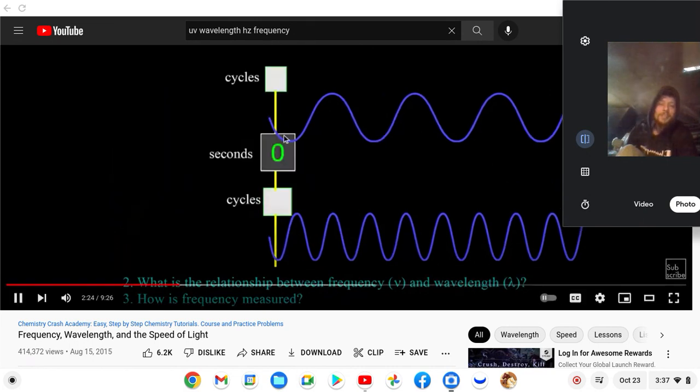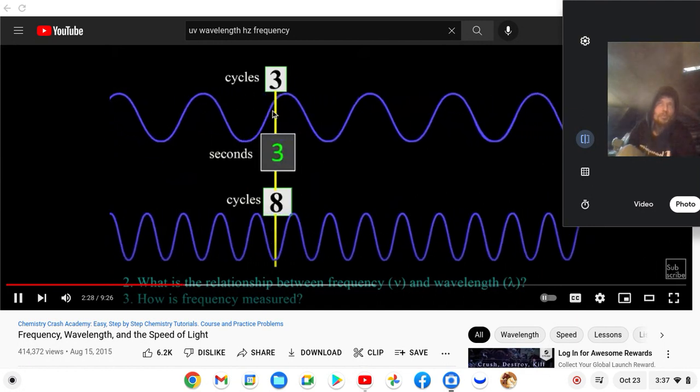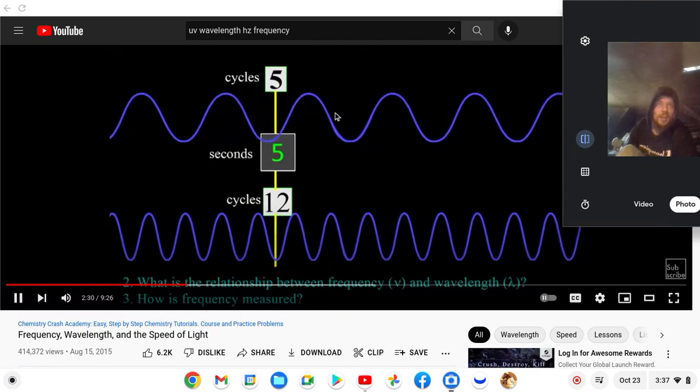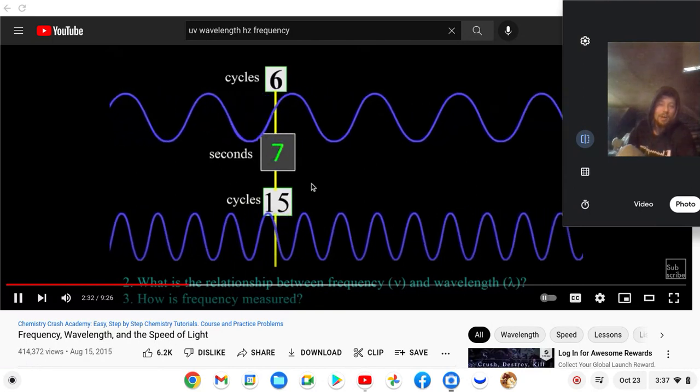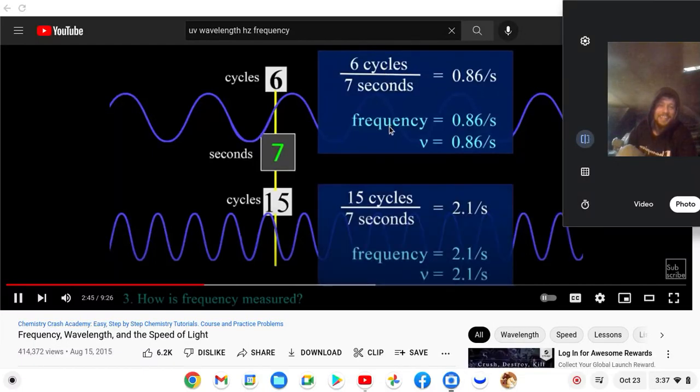So here, make sure we put a counter on both the wave cycles and on time. For the top wave, 6 cycles pass through over 7 seconds. Dividing 6 cycles by 7 seconds gives a frequency, or nu, of 0.86 cycles per second. The shorter wavelength at the bottom gives a frequency of 2.1 cycles per second.